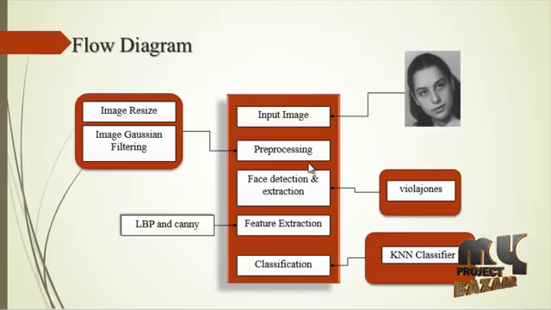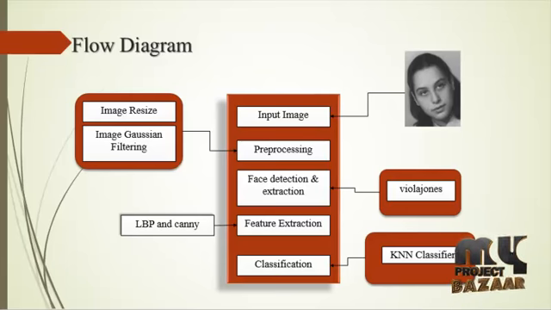First of all, the pre-processing step. In the pre-processing step we remove the noise of the images by using Gaussian filtering, and then resize the images. All the images will be resized to exactly 256 by 256. And then for face detection and extraction we use Viola-Jones.